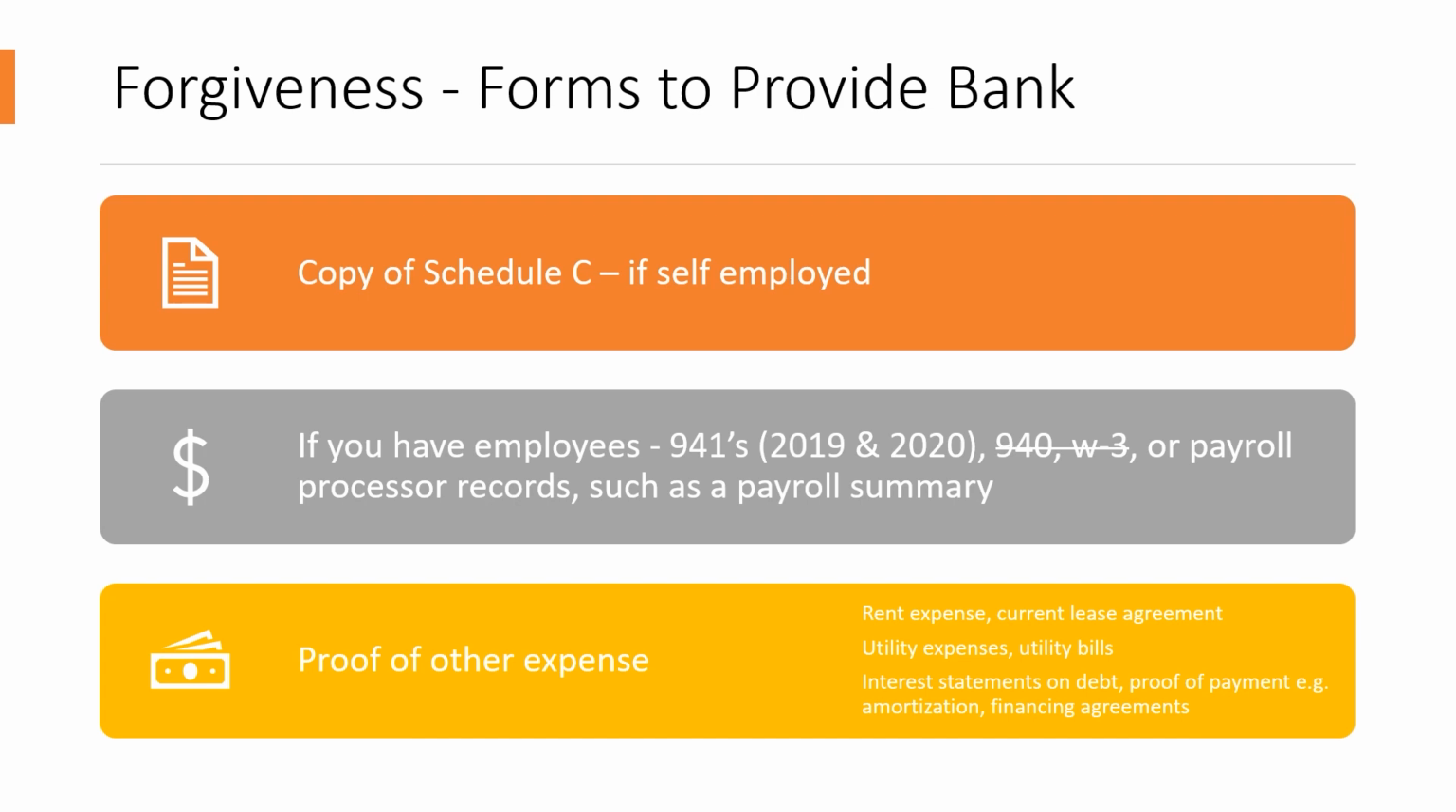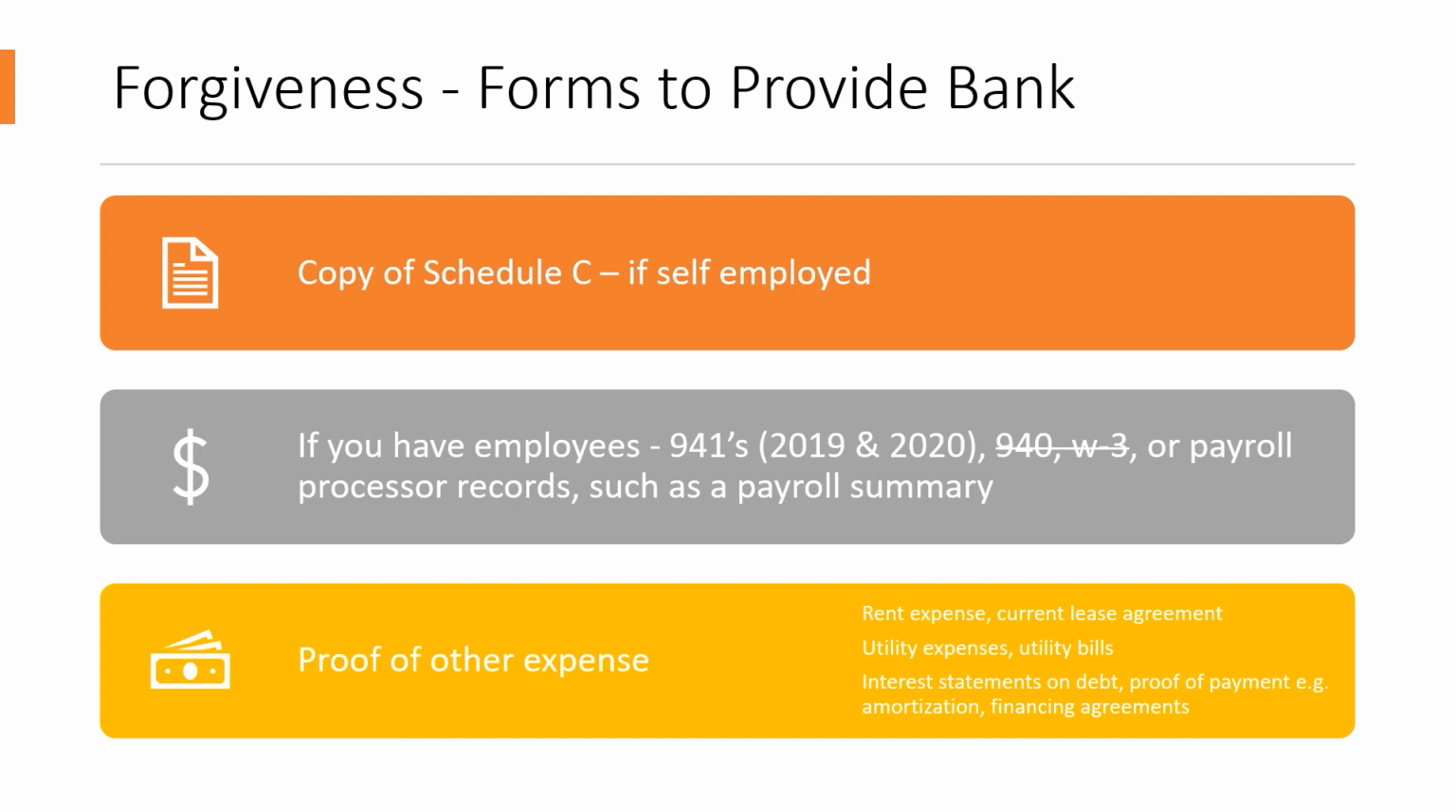If they have employees, then they will provide the 941s for 2019 and 2020. And by the time the 8 weeks is over for paying those expenses, the second quarter 941 will be available to provide to the bank. 940s and W3s will not be needed because those are annual forms. And if you don't have the 941s available, ask your payroll processor to provide you with a payroll summary.